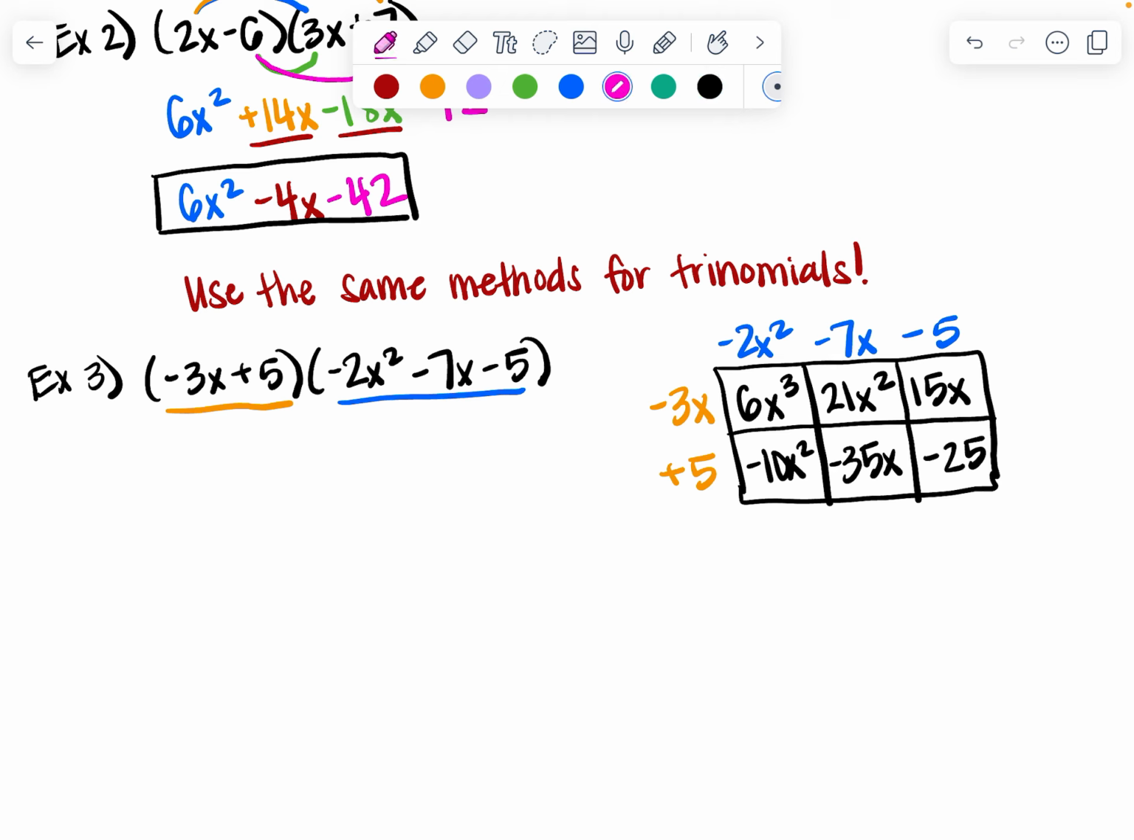And you'll see that we have like terms here and like terms here. Those need to be added together. So start with the highest exponent, 6x cubed. Then when we combine those, we have 11x squared, then negative 20x, and minus 25.